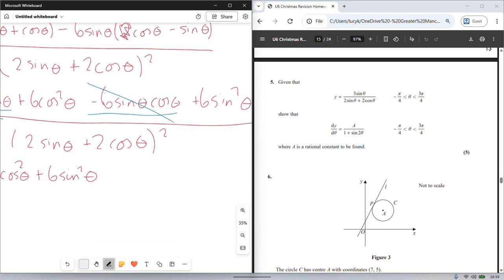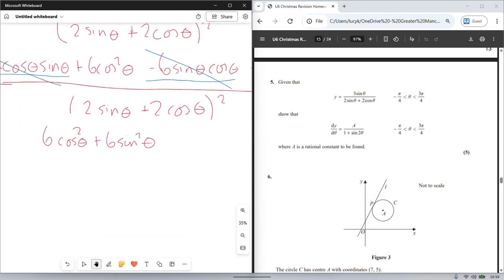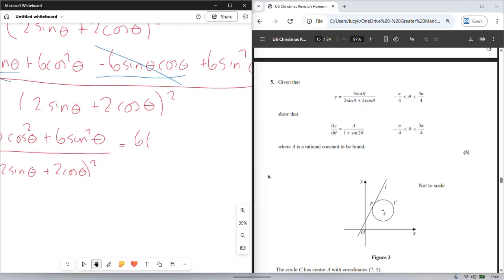There we go. It's a plus now. Minus minus to become a plus. And that would all be over again, that 2 sine theta plus 2 cos theta all squared. And I'm hoping we can recognise that if you factorise the 6 out of there, it becomes 6 sine squared theta plus cos squared theta, which would just become 6, wouldn't it?